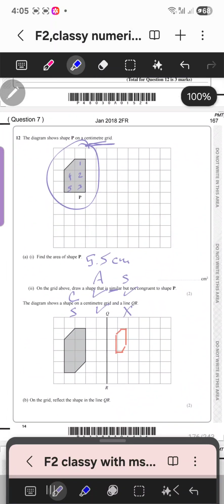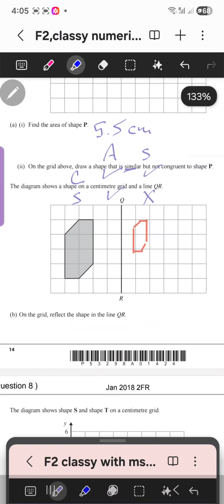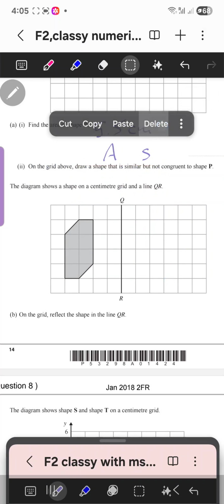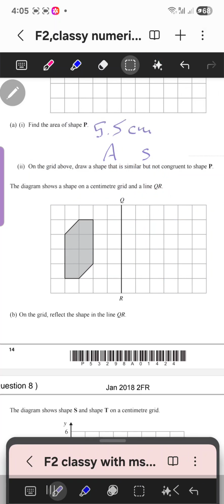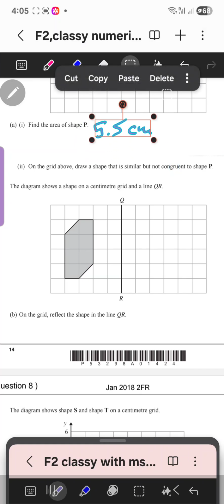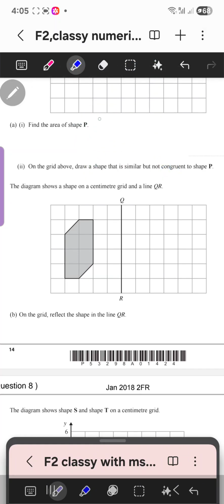Here he asks you to draw it similar, not congruent. And for your info, in similar shapes we have angles and we have sides. In similar shapes, they must have the same angles but not the same sides. In congruent shapes, they have the same angles and the same sides.